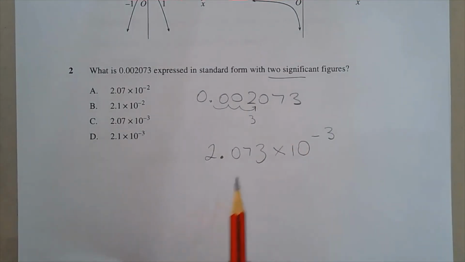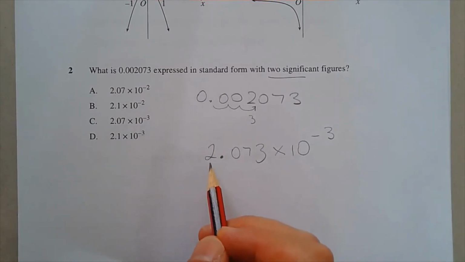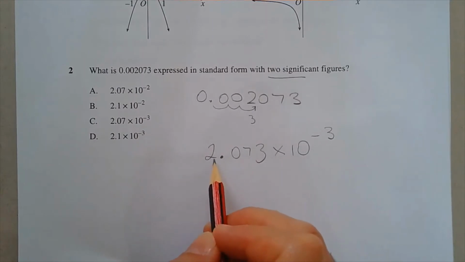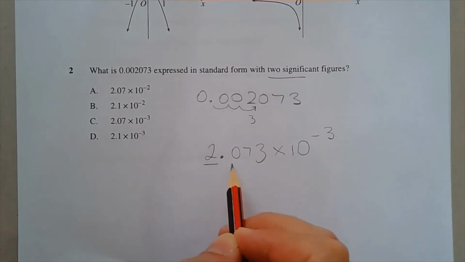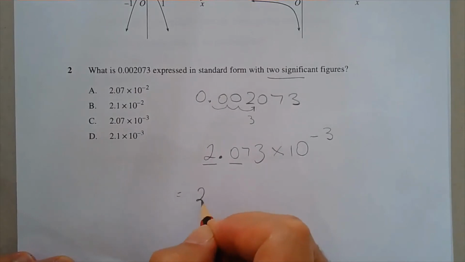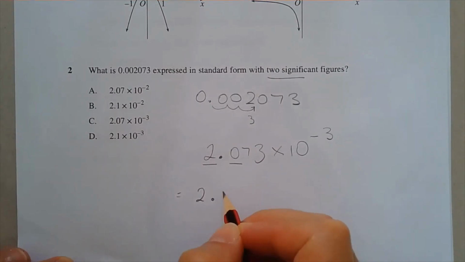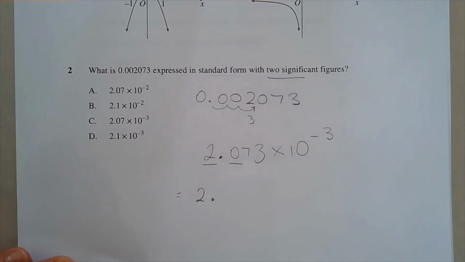Two significant figures means starting from the first non-zero digit, which obviously here is the 2. So it's going to be 2.0 or 2.1. What I like to do is underline the numbers that I want, the significant numbers, which means they're the important numbers. Okay, so that's going to be 2 point. Now, the 0 either stays as a 0 or becomes a 1 depending on the number behind it.